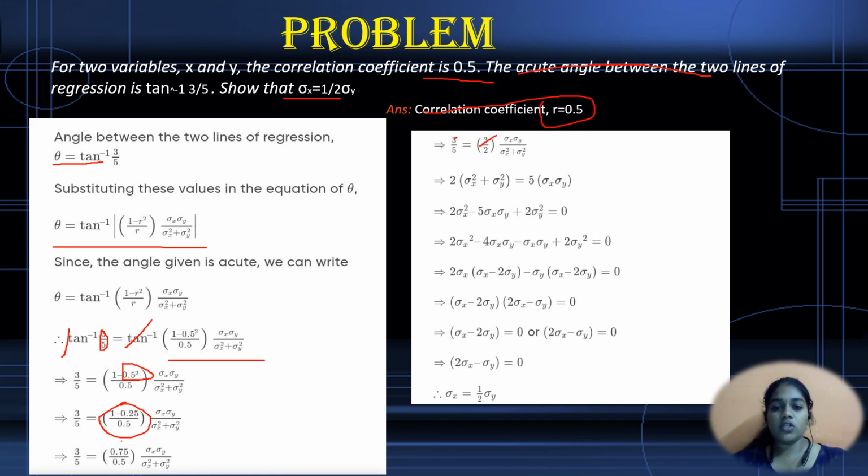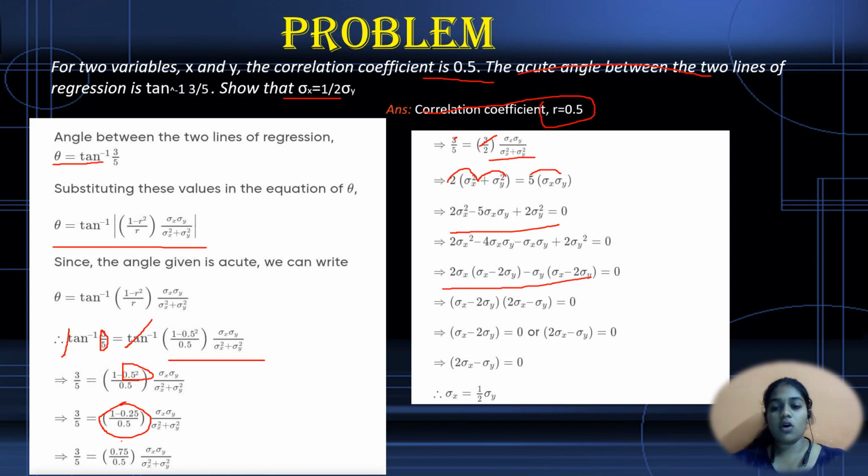we get 2 into (sigma square x plus sigma square y) is equal to 5 into sigma x into sigma y. Multiplying out, we get 2 sigma square x minus 4 sigma x sigma y minus sigma x sigma y plus 2 sigma square y is equal to 0.